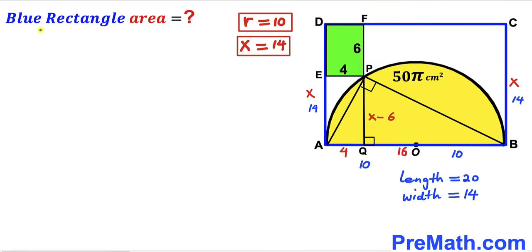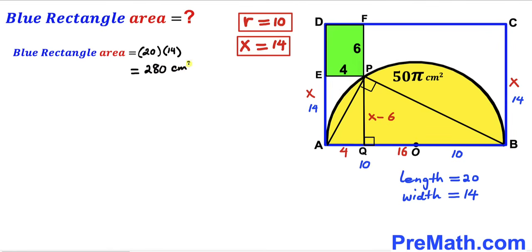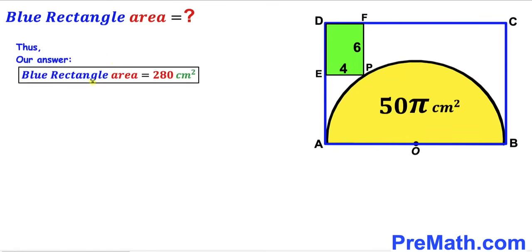And here's our final step. Now we are going to calculate the area of this blue rectangle ABCD. And now let's recall once again the area of rectangle formula. Area equals length times the width. So therefore this blue rectangle area is going to be 20 times the width, which is 14. And if we multiply the right hand side, that is going to give us 280 centimeter square. So thus the area of this blue rectangle turns out to be 280 centimeter square. And that's our final answer.